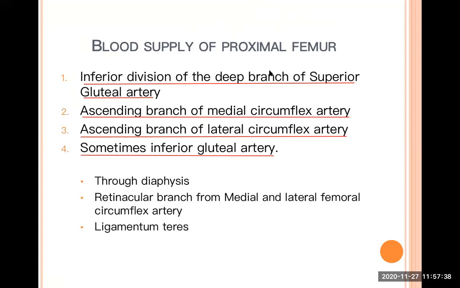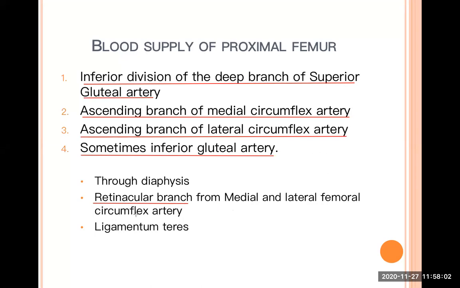So let me highlight that for you. See here, these are known as retinacular branch. So they are ascending up from the medial and lateral femoral circumflex artery upwards, and they supply the capsule as well as the neck and the head.